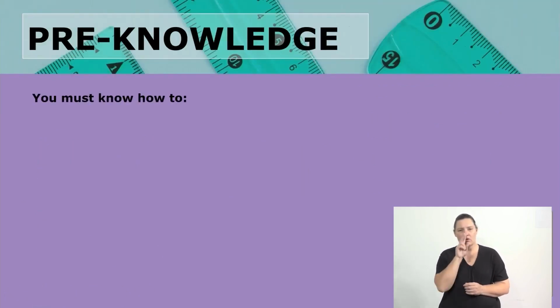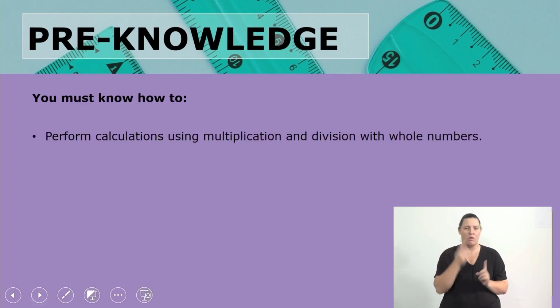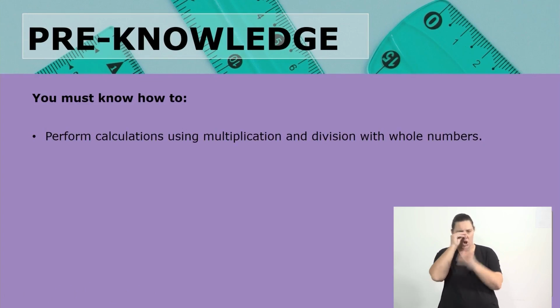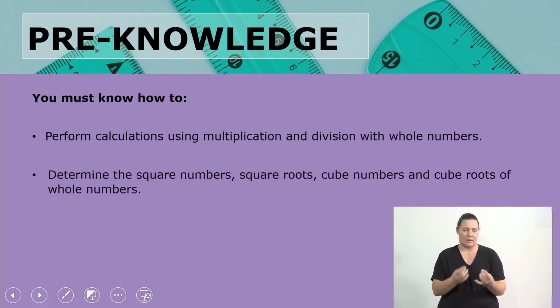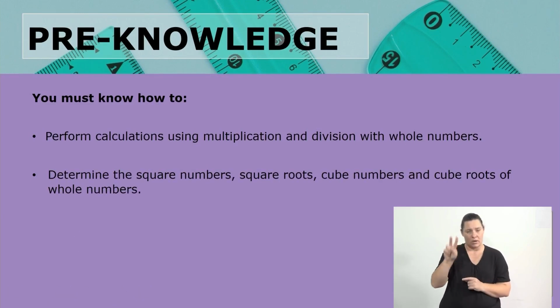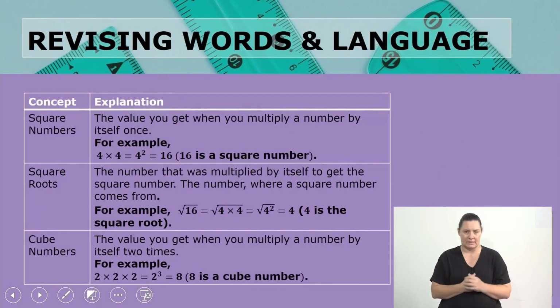Let's look at the things that you are supposed to know from your pre-knowledge, or the things that you have learned previously. So the first one is that you are supposed to be able to perform calculations using multiplication and division with whole numbers. Also, you are supposed to be able to know how to determine the square numbers, the square roots, the cube numbers, and the cube roots of whole numbers.